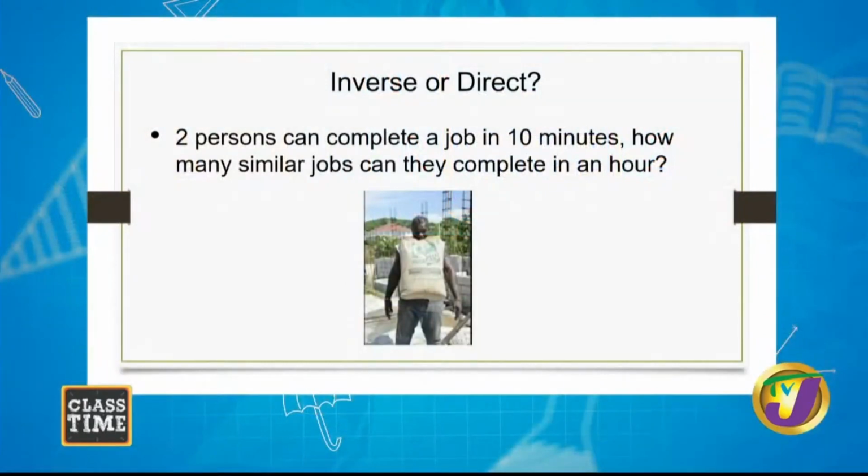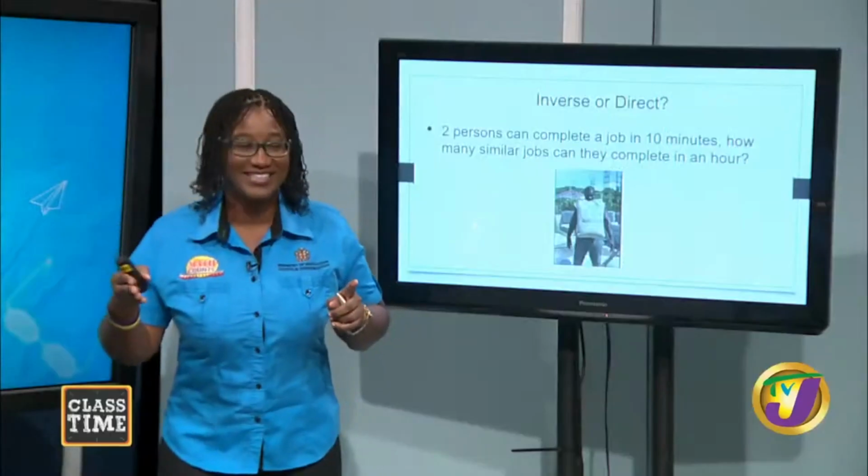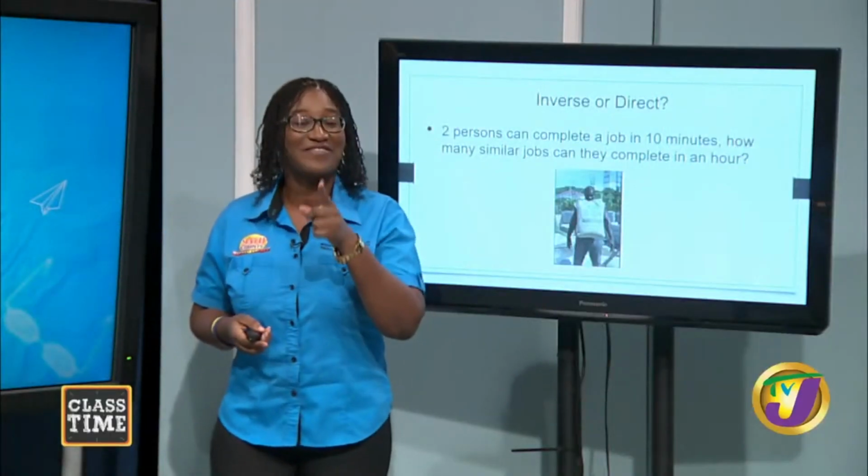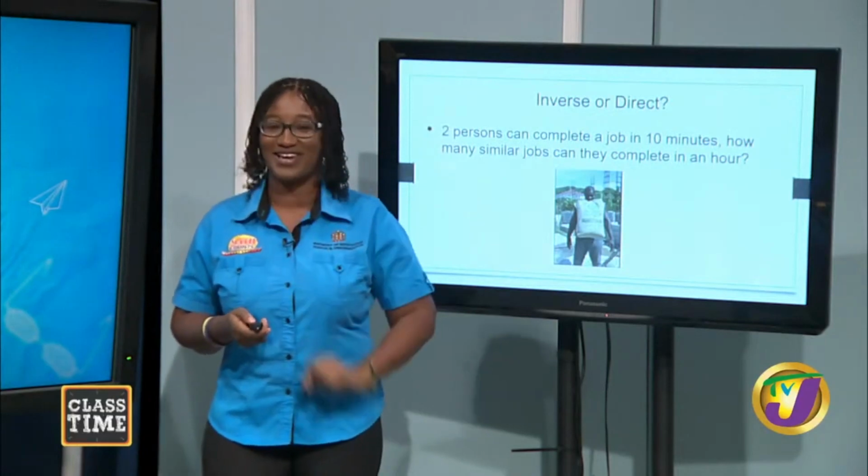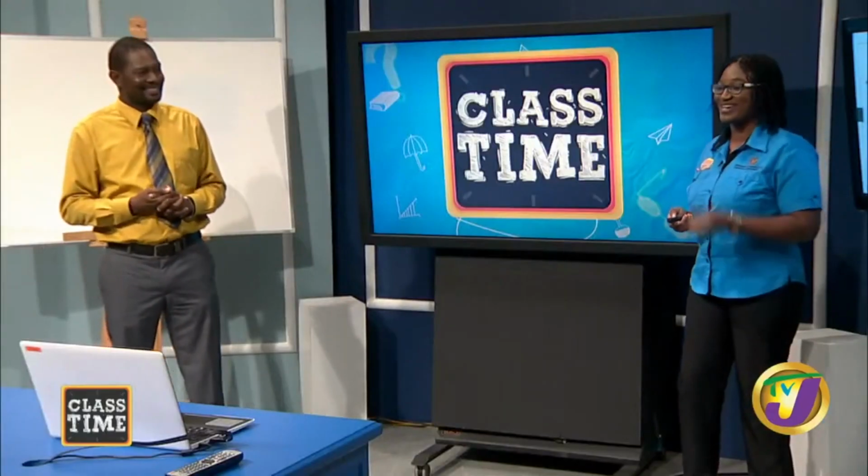2 persons can complete a job in 10 minutes. How many similar jobs can they complete in an hour? Let's do the countdown again. Did you get it? Countdown. 5, 4, 3, 2, 1. It's a direct. That's right. Direct. If you said direct, you are so correct. Oh, that rhymes.